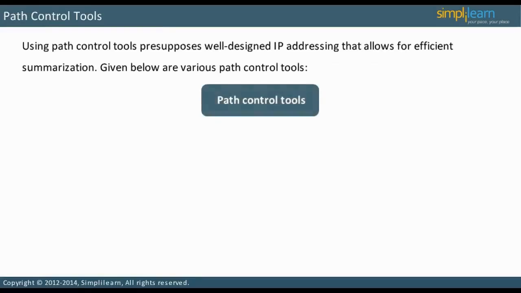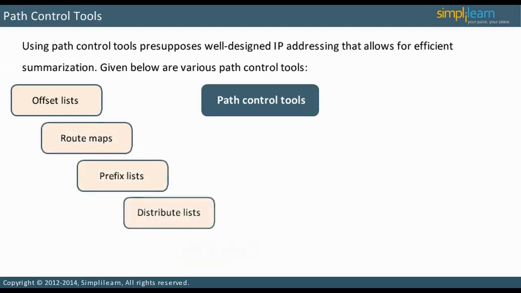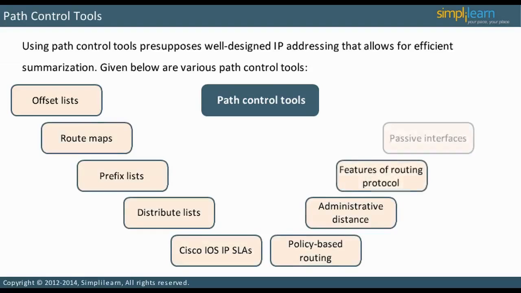To use path control tools, a network must have well-designed IP addressing. Many of the tools we will discuss are difficult to implement without efficient summarization. Tools include offset lists, which are available for EIGRP. The rest of the tools are available in all routing protocols.